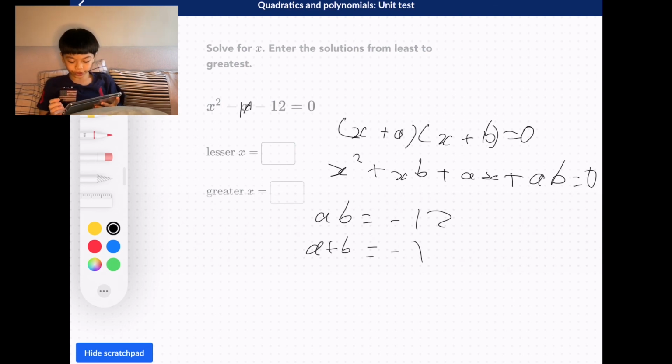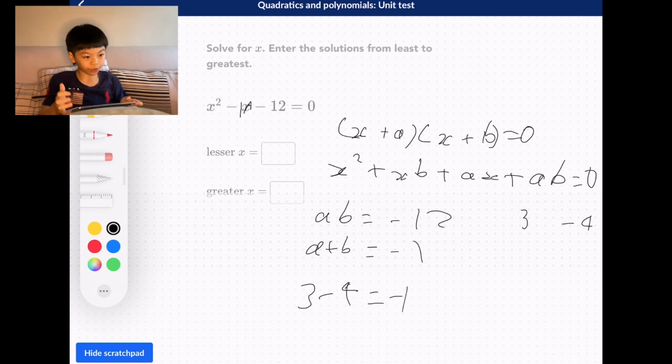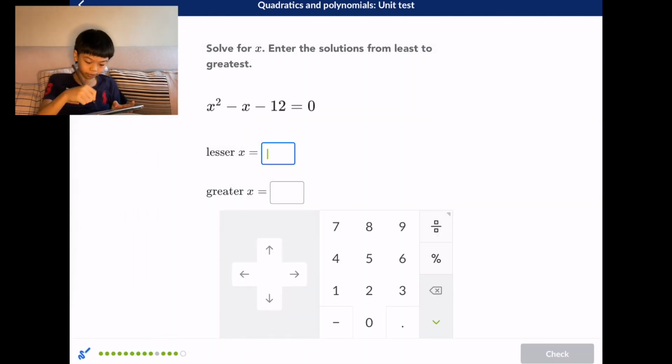Let's see the solutions for minus 12. We can do minus 3 and 4. Let's try that. Minus 3 plus 4. Doesn't look like it. It looks like 1 to me. All right, how about we try opposite? Let's try 3 times minus 4, basically. 3 minus 4 is minus 1. Yep, it looks perfect to me. So, basically, lesser x is minus 3, and greater x is 4.